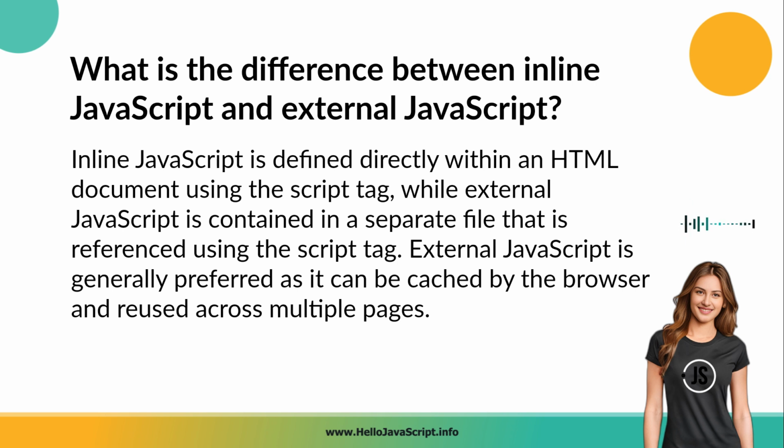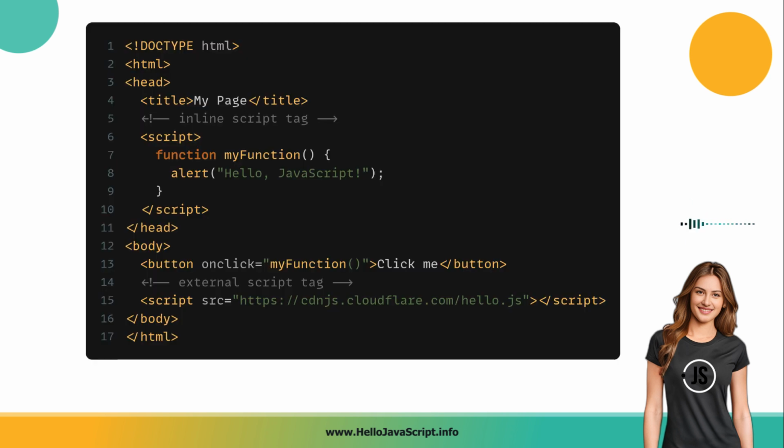Let's take a quick look at a code example. In this example, you can see the use of both an inline and external script. The first script tag, on line 6, is an inline script tag, which defines a function called myFunction. When the button is clicked, this function is called and it displays an alert message, "Hello JavaScript." The second script tag, starting on line 15, is an external script tag that links to an external JavaScript file hosted on the Content Delivery Network.